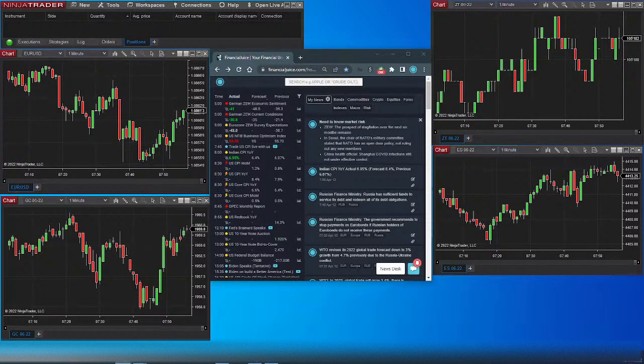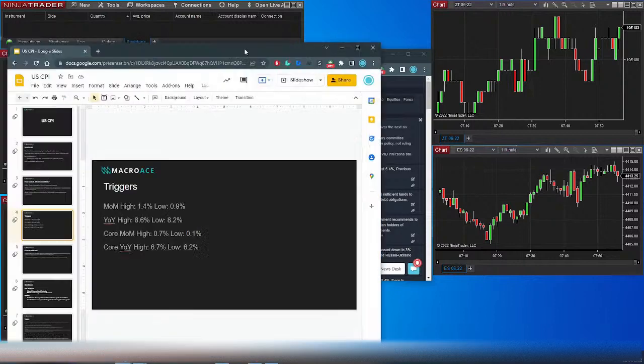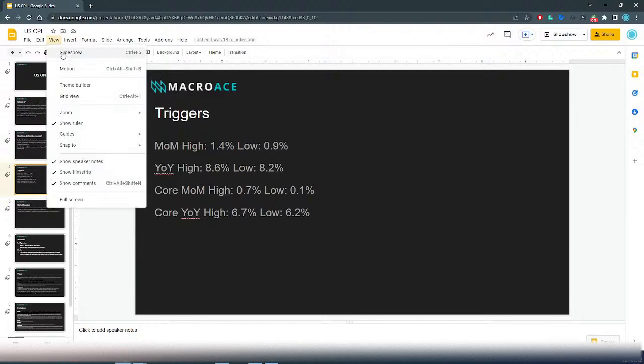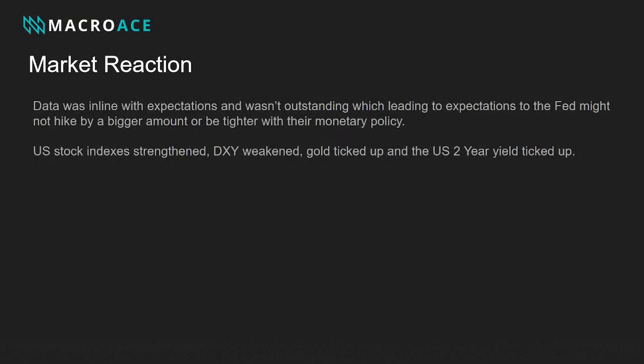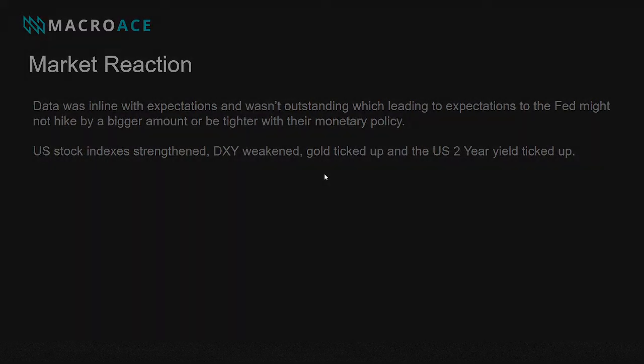Okay, let's go back to our release. So if we go to the market reactions then, this is of course where we get to the juicier bits of what to expect. The market reactions of what we had seen last time: the data was in line with expectations, but wasn't outstanding, which led to the expectation that the Fed might not hike by a bigger amount or be tighter with their monetary policy at the upcoming meeting. The reaction that we had seen: US stock indexes strengthened, Dixie weakened, gold ticked up, and the US 2-year yield also ticked towards the upside as well. So if I just bring up the video then of what we had seen prior.